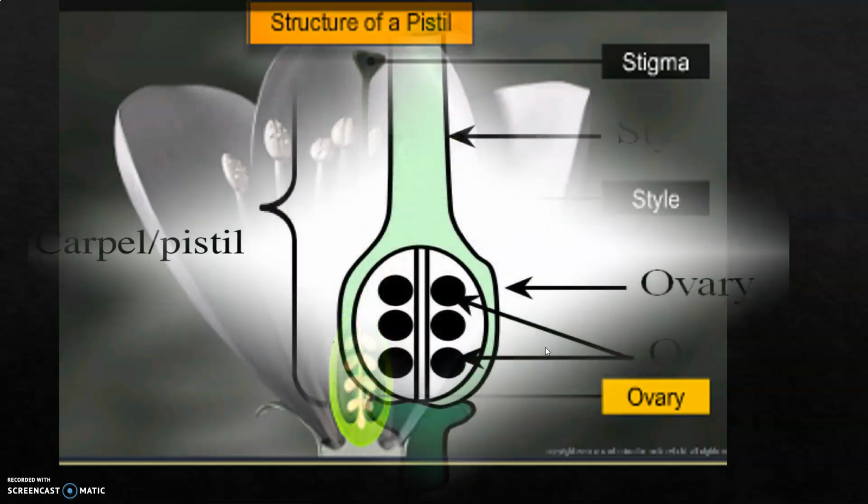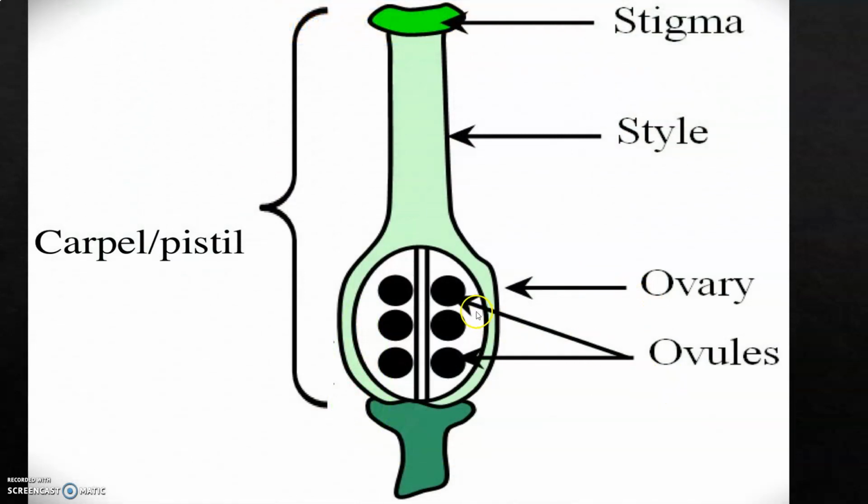Now let's move on to the structure of ovules here. So ovules are present inside the ovary, which is present on a base called the thalamus. Let's proceed.